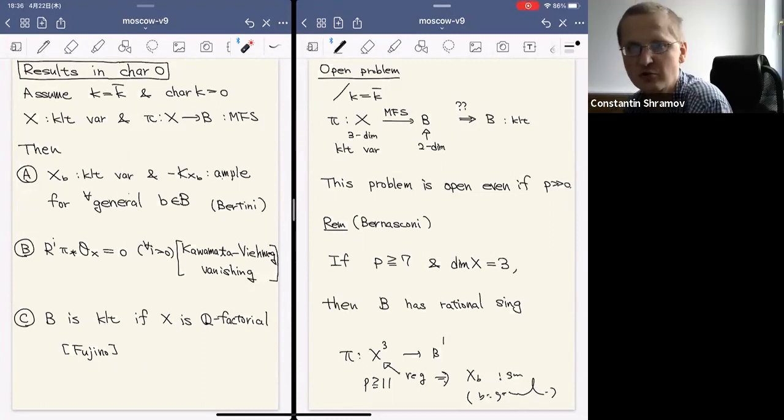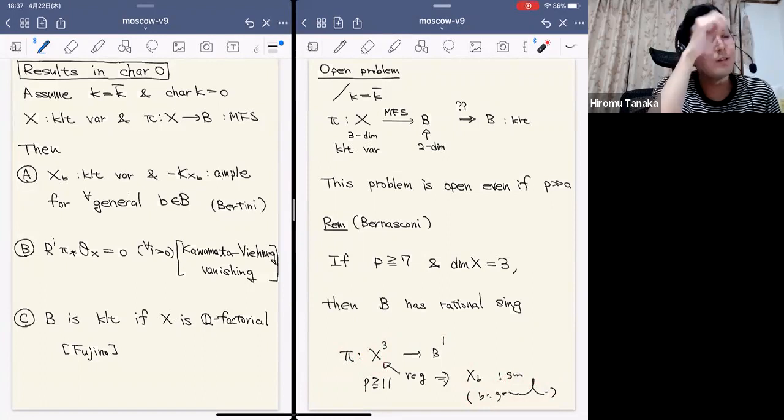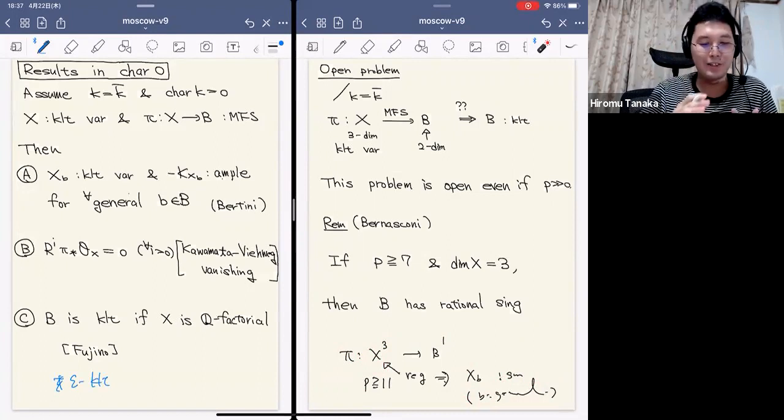It sounds pretty natural to assume that a variety is terminal. For example, this might be one example of such a phenomenon: if this is terminal, and we consider the general fiber, and this is just smooth, then we get something good. But in general, I think it is different. I think KLT is basically unbounded, and epsilon-KLT might be similar to the bounded case.